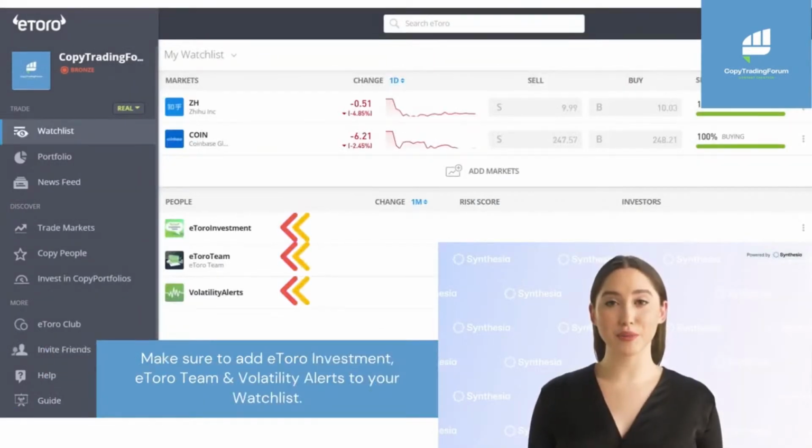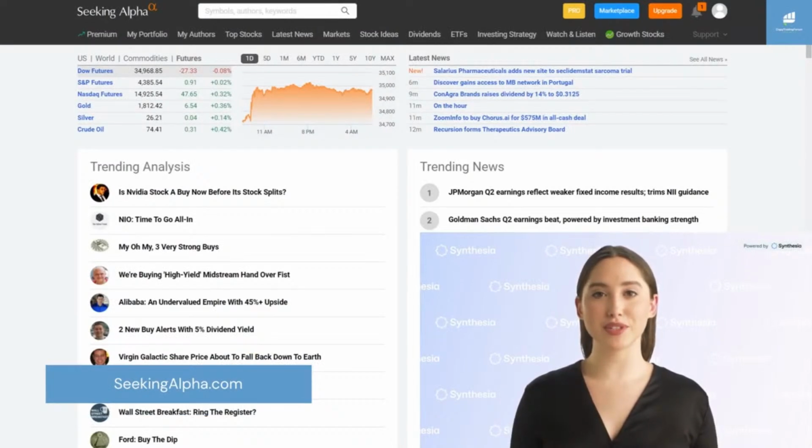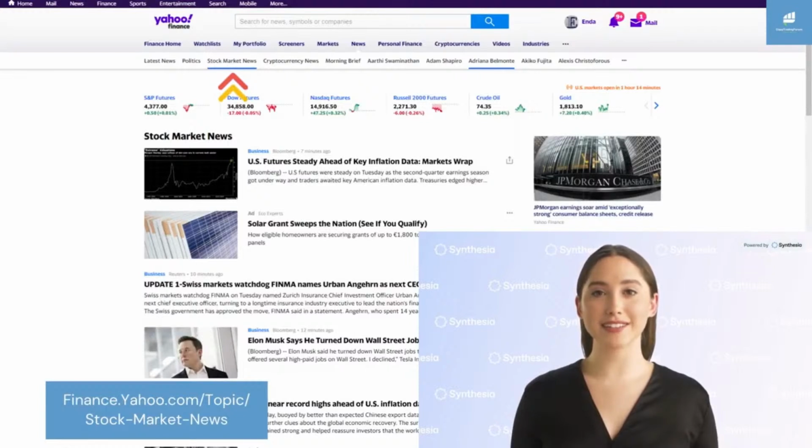Make sure to add these to your watchlist on eToro. eToro Investment for news on stocks, eToro Teen for what's happening on eToro, and volatility alerts for large dips or spikes in stock prices. Some other notable news sources are seekingalpha.com and the old reliable Yahoo Finance stock market news.